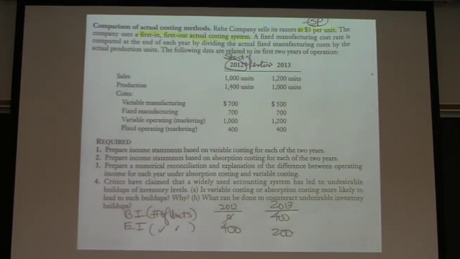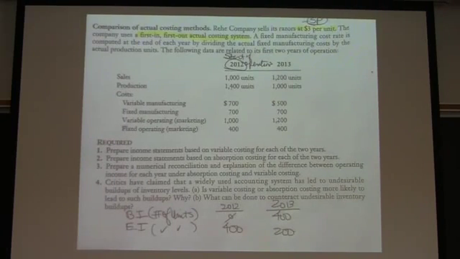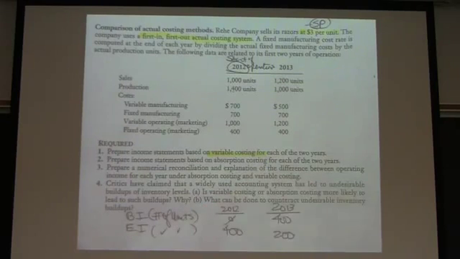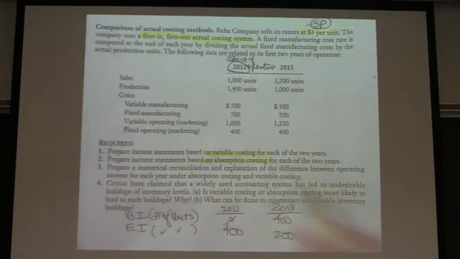Now, it says, prepare the income statement based on variable costing. So we need to know what variable costing method is for 2 years. And then number 2 says, prepare the income statement based on absorption costing. So those are 2 different methods of presenting the income statement, variable versus absorption.